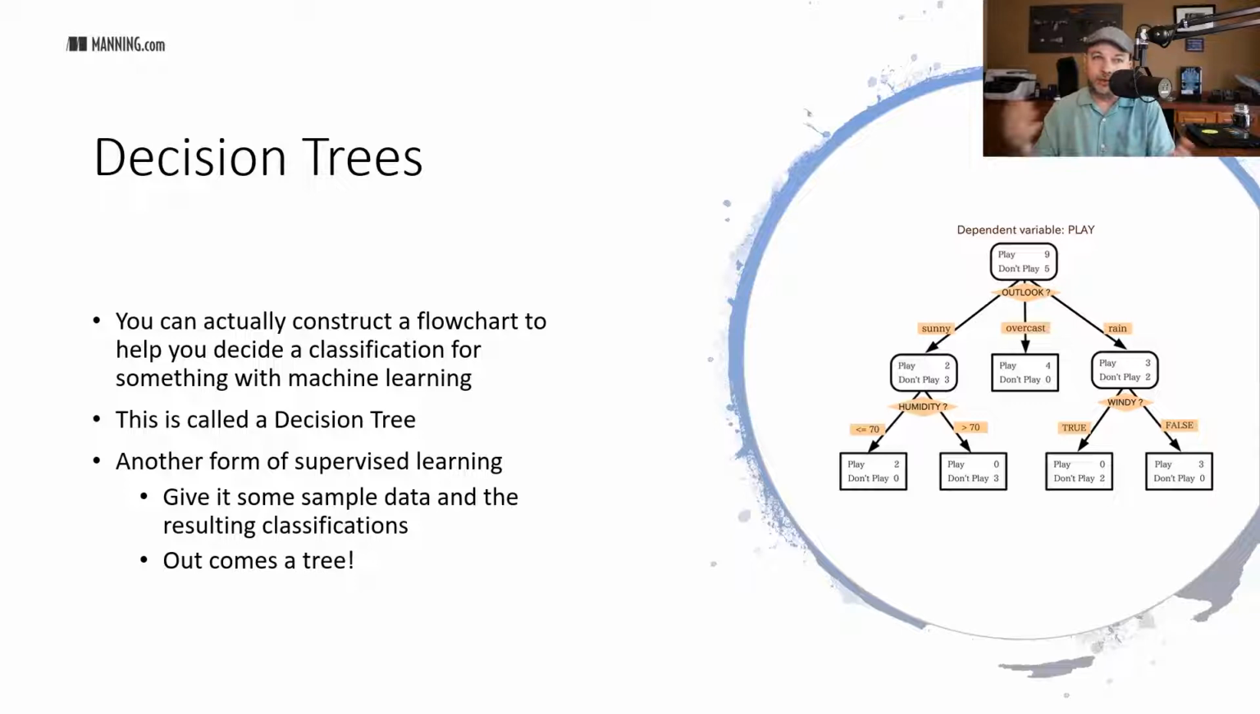And we have various features about the weather. Is it sunny? Is it overcast? Is it raining? Is it humid? Is it windy? So the decision tree tries to figure out what's the best way to organize these different decision points as to whether I should play or not play.